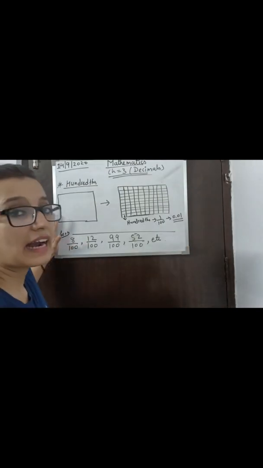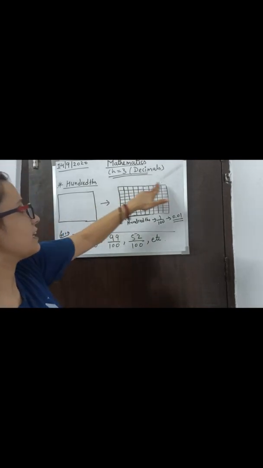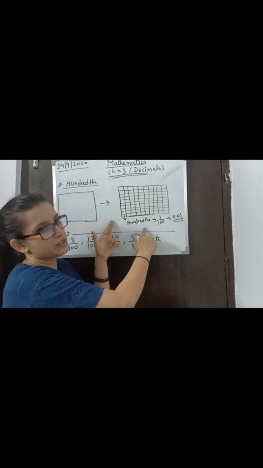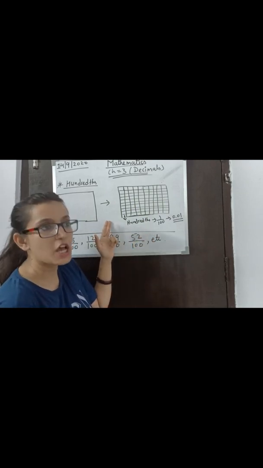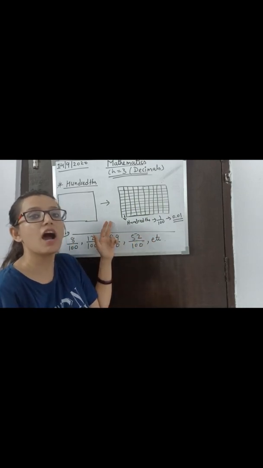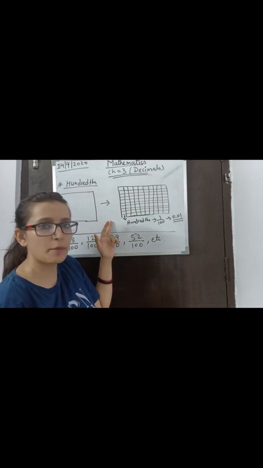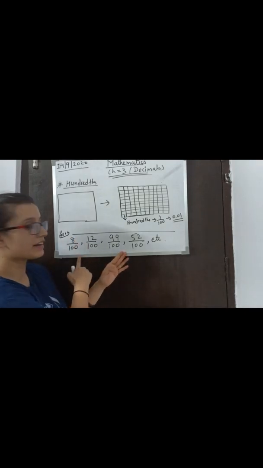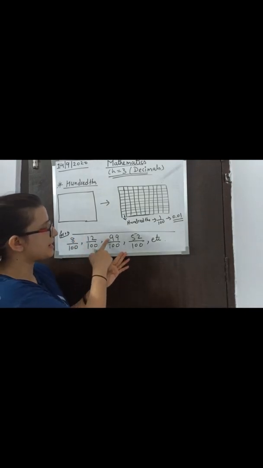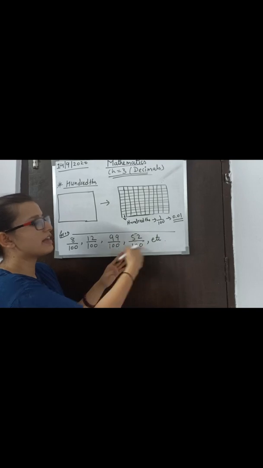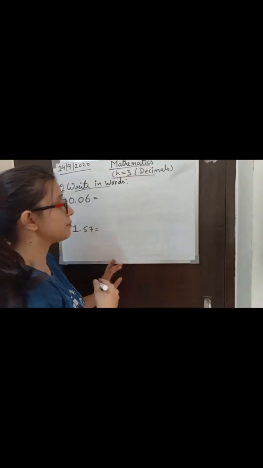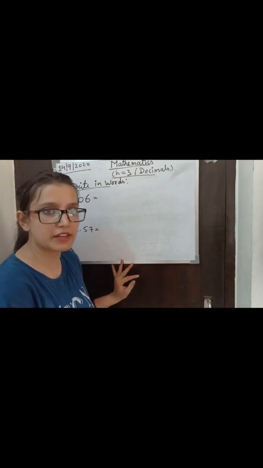When a whole is divided into 100 equal parts, each part is represented as a hundredth. The fraction having 100 as a denominator is also called hundredths. Here are a few examples: 8 by 100, 12 by 100, 99 by 100, 52 by 100, and so on. Okay. Let us solve some more questions related to hundredths.